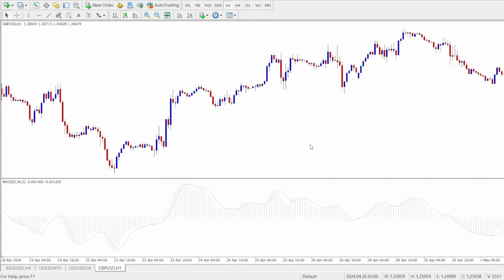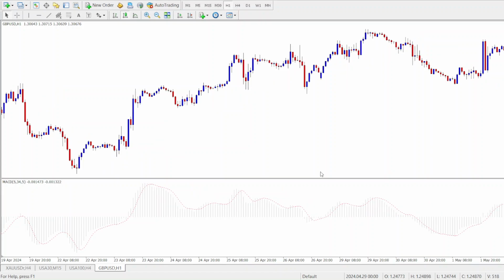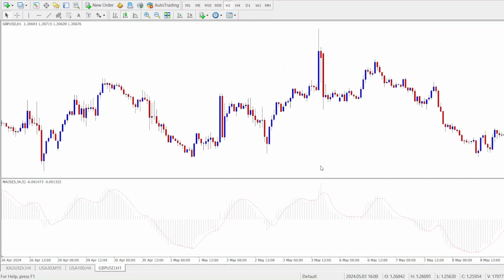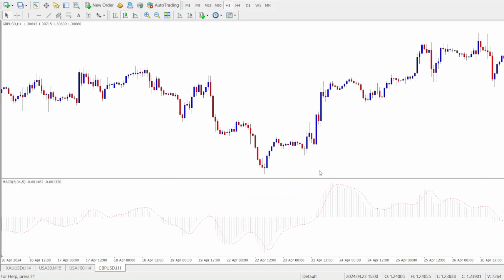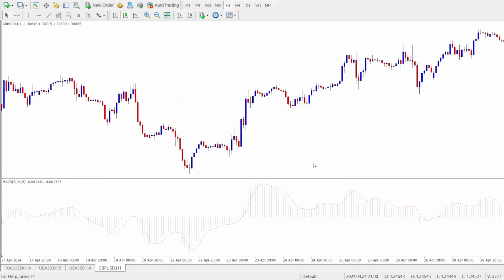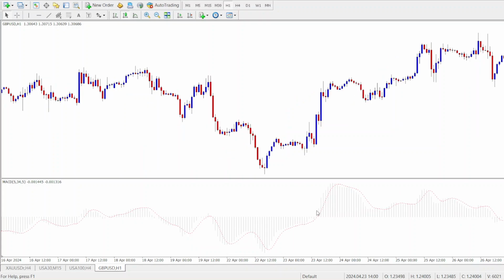Now, the moving average convergence divergence, which is the MACD, is a momentum-based indicator that helps you spot changes in the strength, direction, momentum, and duration of a trend. So basically, it is a momentum indicator. Traders usually use it to check the momentum of a buy or the momentum of a sell, and it also gives buy and sell signals respectively.